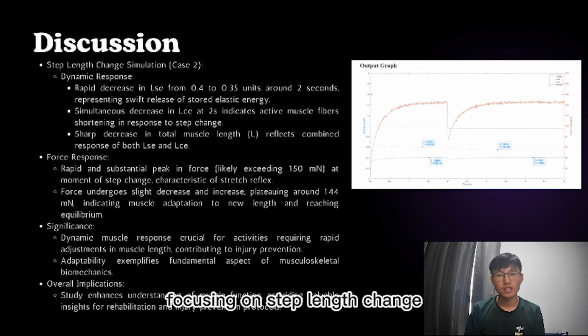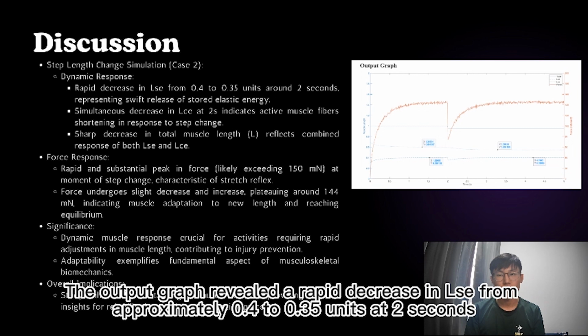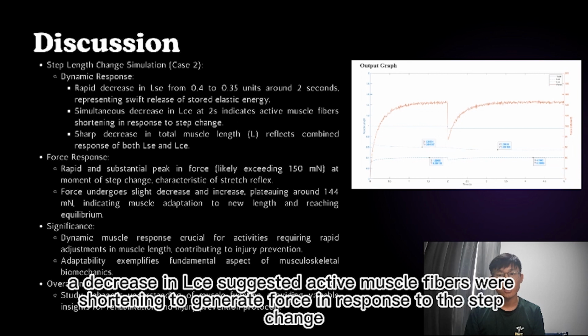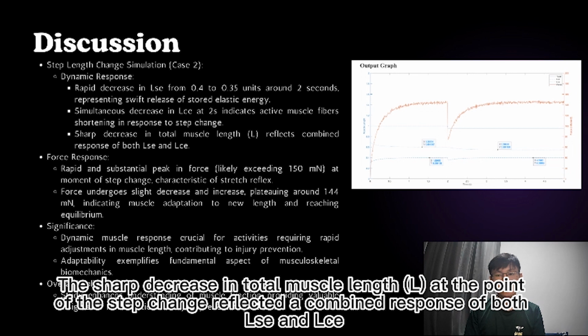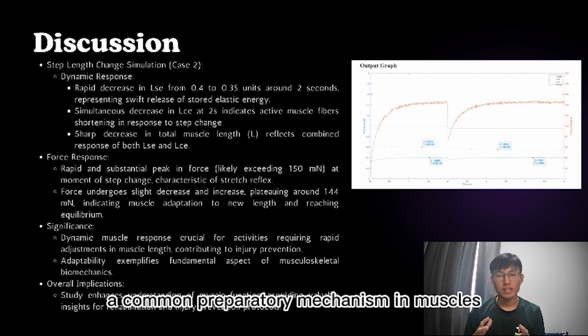In the second case, focusing on the step length change, the simulation underscored the muscle's remarkable adaptability to sudden alterations in length. The output graph revealed a rapid decrease in LSE from approximately 0.4 to 0.35 units at 2 seconds, indicating the swift release of stored elastic energy within the muscle. Simultaneously, a decrease in LCE suggested active muscle fibers were shortening to generate force in response to the step change. The sharp decrease in total muscle length L at the point of step change reflected a combined response of both LSE and LCE. Prior to the step change, the constant total muscle length at 1 unit implied pre-stretching or loading, a common preparatory mechanism in muscles.